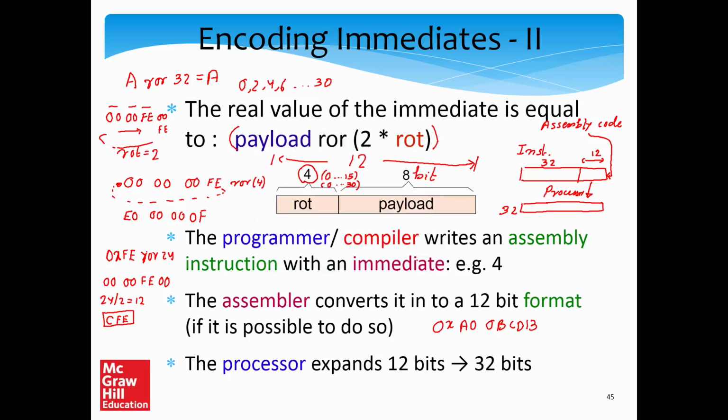Subsequently, when the processor sees this instruction, it takes the 12 bits out and expands them to 32 bits. How would it do it? It would take the field of 12 bits and divide it into two parts, the ROT and the payload P. It will then take the payload and right rotate it by 2 times ROT. This will give us a 32-bit number which the processor will internally use.